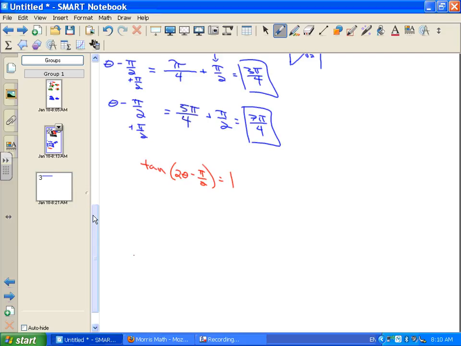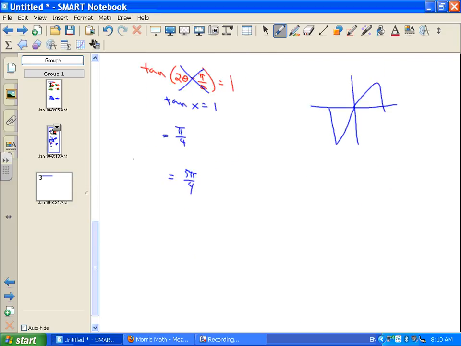Right. So I am going to do the same method. Well, we'll still get back to the tangent of x equals 1. We'll still get the pi over 4 and then pi. So I'm still getting these same pictures. So I'm getting a pi over 4 and a 5 pi over 4.